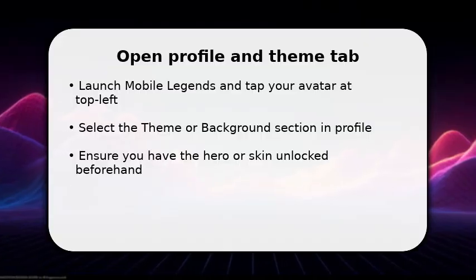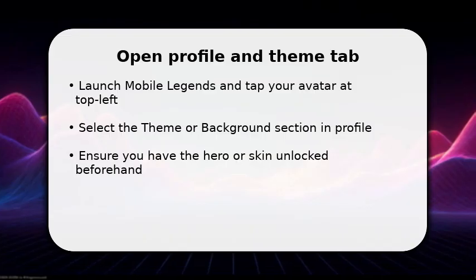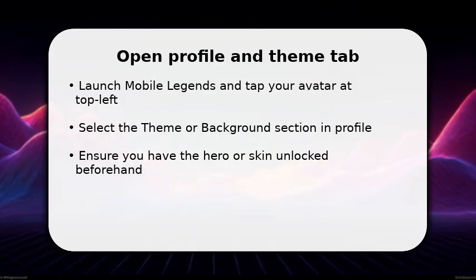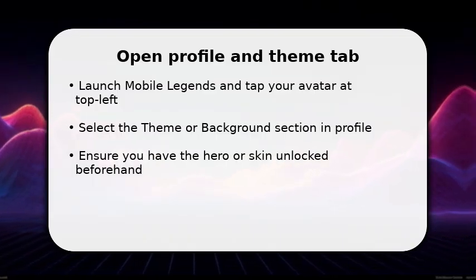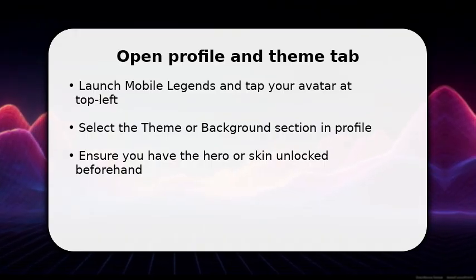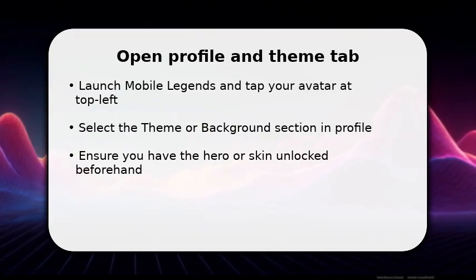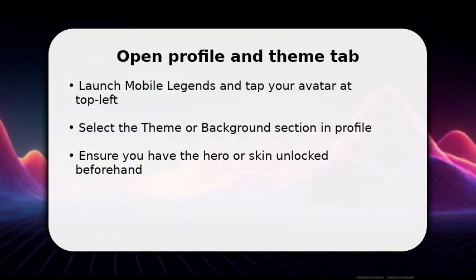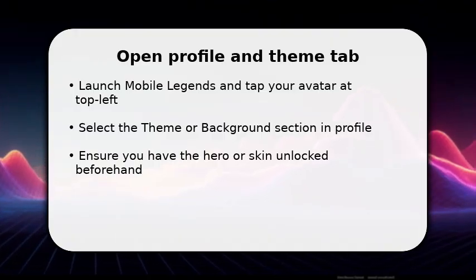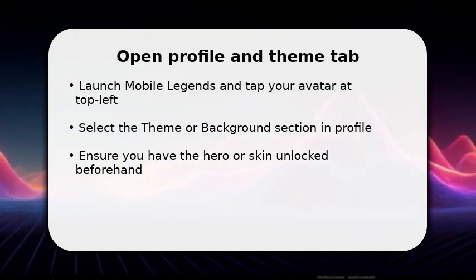You start inside your profile because that's where Mlbb stores home screen settings. Tap your avatar at the top left and choose Theme or Background. This opens the editor where you change the hero showcase. Once the menu loads, make sure the hero or skin you want is unlocked, since locked items won't appear. You're taking the first actionable step now.